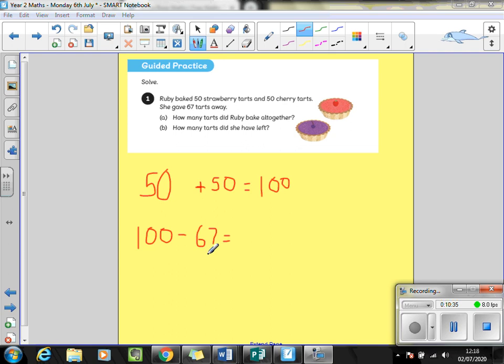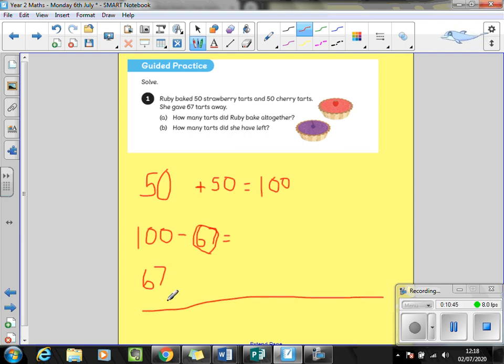Now, the most efficient method would be to take the 67 and count on until you get to 100. So I would have used a number line, a bit like this, and my knowledge of number bonds, because I know if I add 3 to the 7, that would take me to 70. And then I know I can jump in tens from 70 to 80, to 90, and to 100.